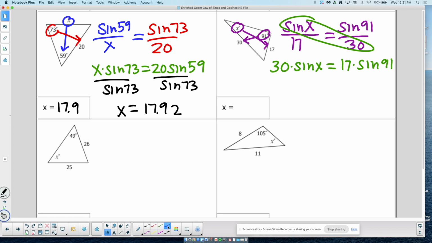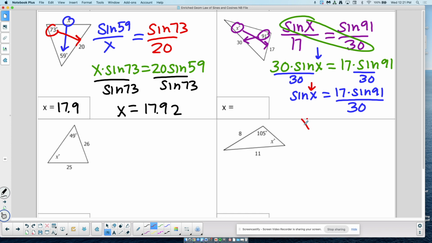Okay, again, you're getting the variable alone. So I need to get x alone. So first we got to divide by 30 to both sides. And now I have sine of x equals 17 times the sine of 91 all over 30, which I know looks confusing. But now remember, we're looking for an angle measure. And how do you undo sine? You take the inverse. I'm going to write it out for this one. So I'm taking the sine inverse of this whole thing.